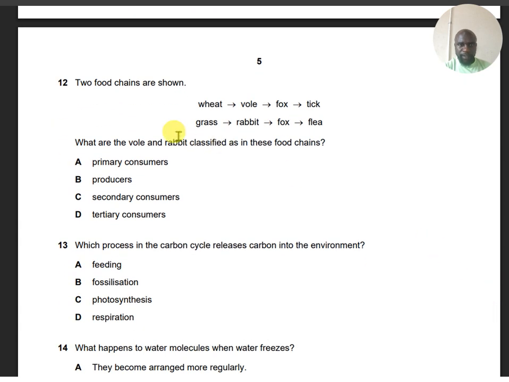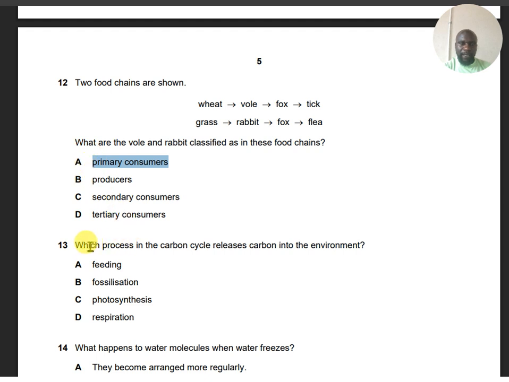Number 12. Two food chains are shown. White hawk, fowl, fox, and tick. And then grass, rabbit, fox, and flea. What are the vole and rabbit classified as in these food chains on number 12? These are vole and rabbit. They are both classified as primary consumers. They survive on something: the rabbits survive on grass, and the vole survives on wheat. Both wheat and grass are plants. So vole and rabbit are both primary consumers, as we can classify them.